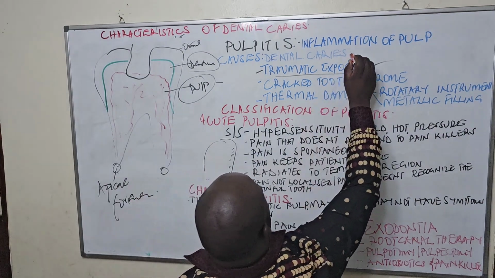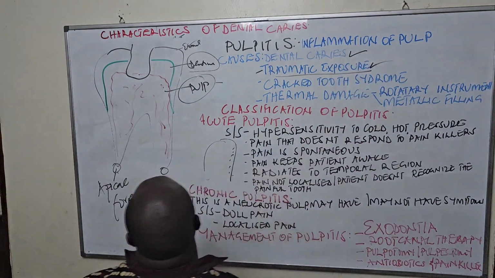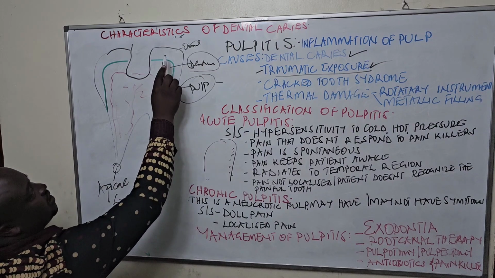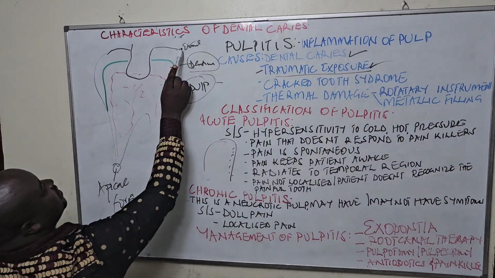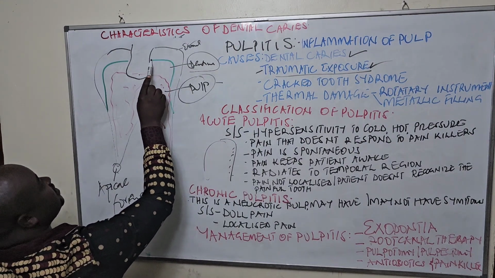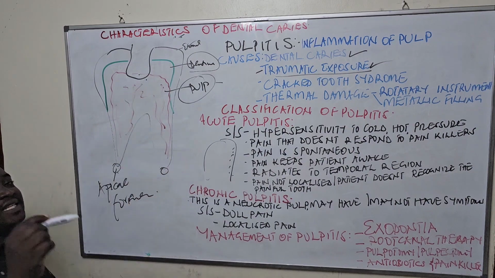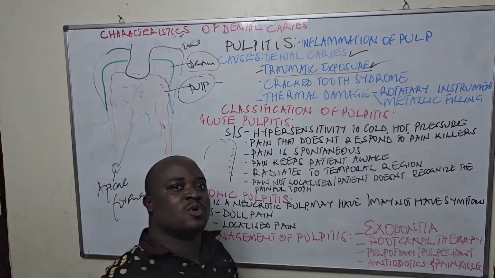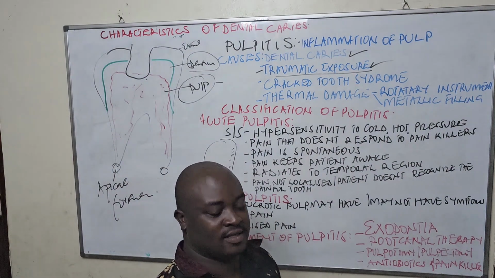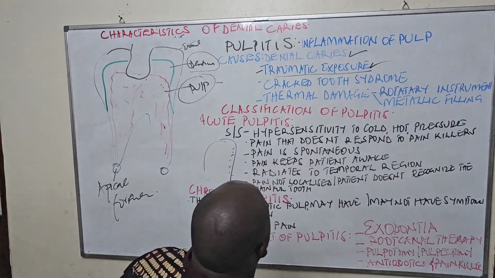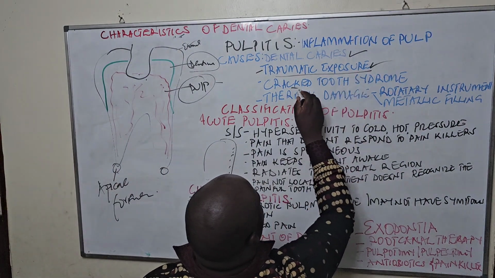We also have dental caries. If you have a hole from the enamel going to the dentin and the pulp, because we said this is irreversible. It is not reversed. So we have cracked tooth syndrome.